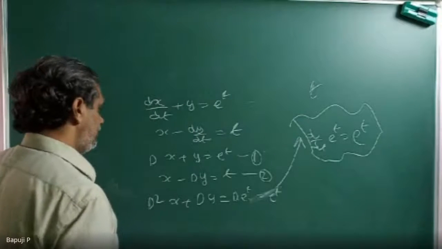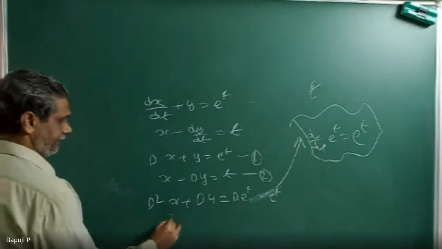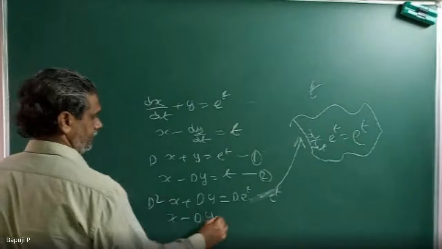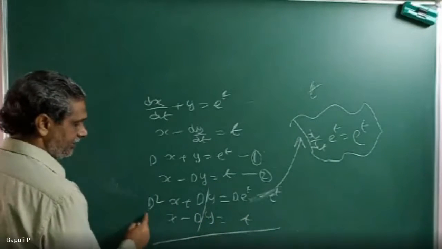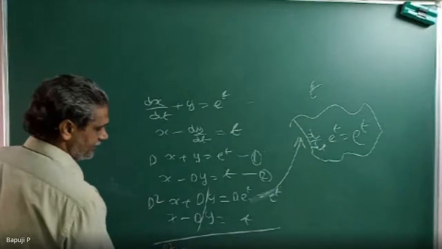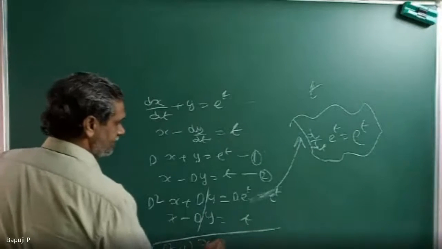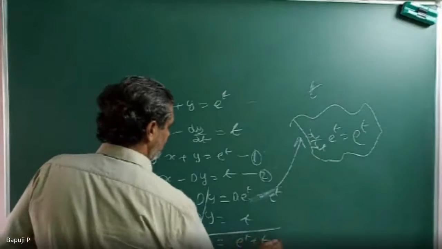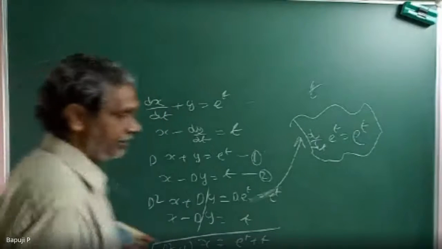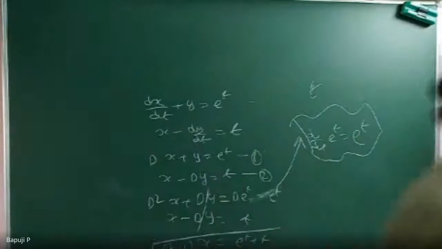Subtract, these two cancel. This is what? D square plus 1 into x is equal to, these two terms will come, e to the t plus t. See how nicely I got back to the familiar form. x is in terms of t alone, there is no y. So I can attack it.